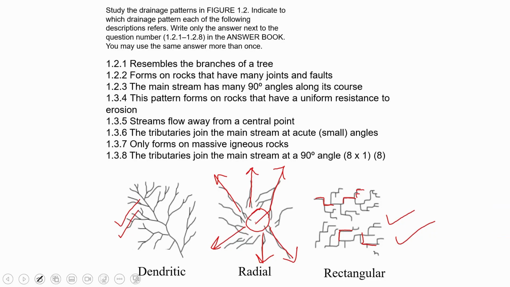So that high point there, we even said it can be a hill, a mountain, a butte, or a volcanic crater. Clearly, that is a radial pattern. Good to go. So far, so good. Let's look at 1, 3, 6 now. The tributaries join the mainstream at acute angles, small angles, angles less than 90 degrees. There we go. Dendra, dendritic.